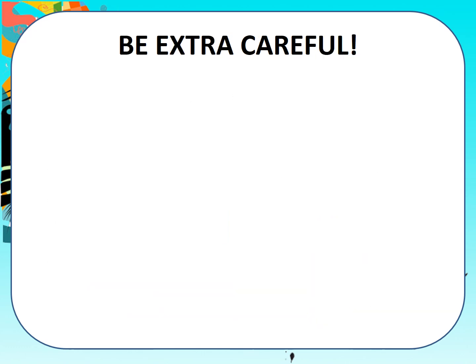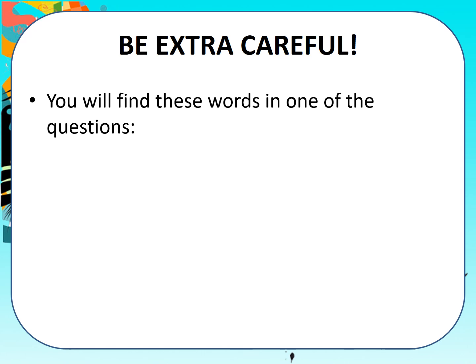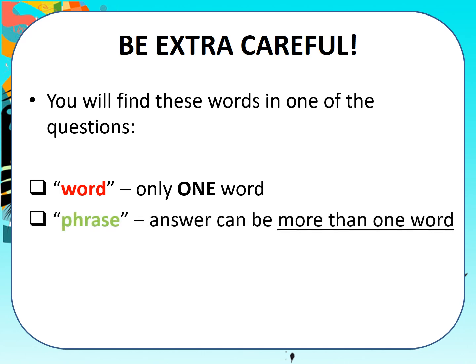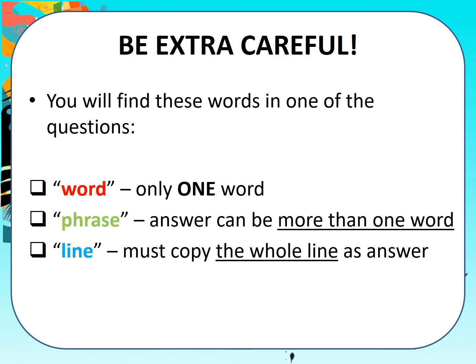There are a few things that you need to be extra careful about when you are answering poem questions. In poem questions, you will find these words. First is word. Next is phrase. And the last one is line. You need to be very, very careful with this. Word means only one word. I will show you an example after this.